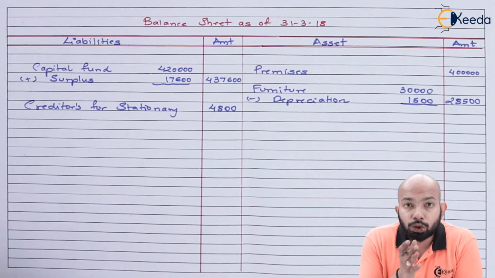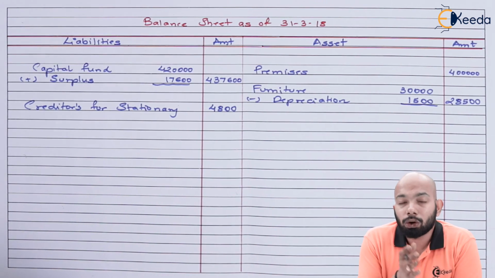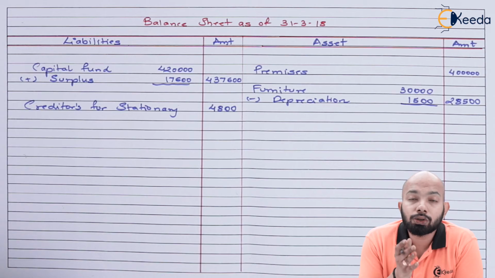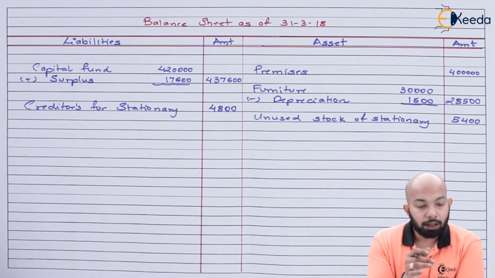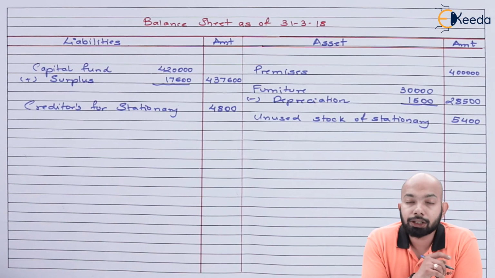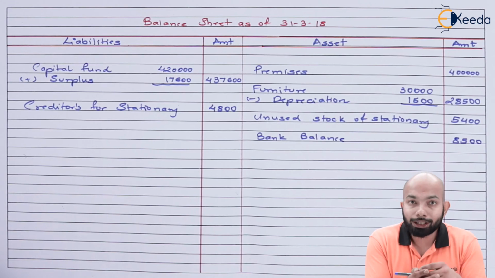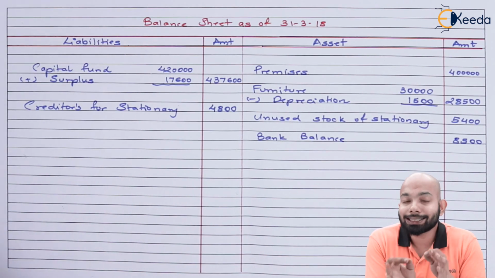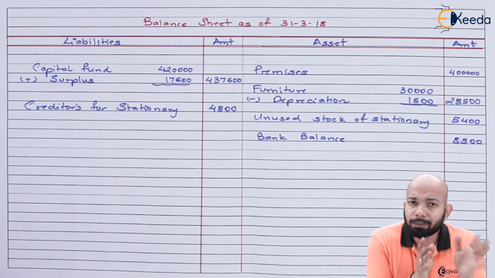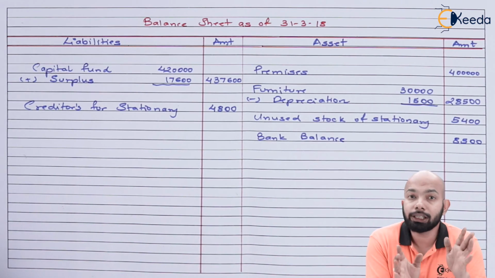Now, we can talk about the unused stock of stationery, amounting to 5,400. That has to be mentioned here. And the last item that has to be mentioned here is the closing bank balance, that is 8,500. So with this, we have mentioned all the items here. Now we need to figure out whether the liability side tallies with the asset side or not. If it doesn't, that means there is something wrong.